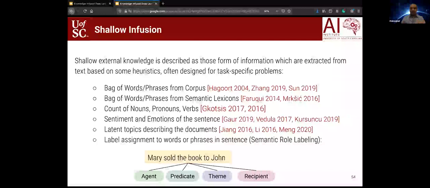And then there is label assignment, which is another important way of shallow infusion, where you already know what the different labels are and what their meanings are. For example, in "Mary sold the book to John," Mary is the agent, the book is the theme, sold is the predicate, and John is the recipient.